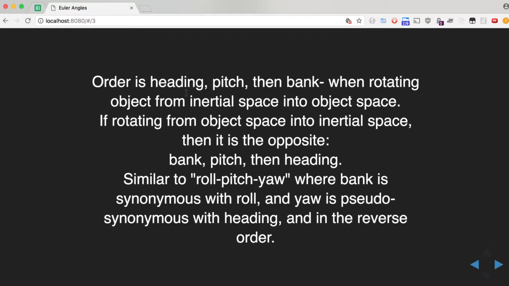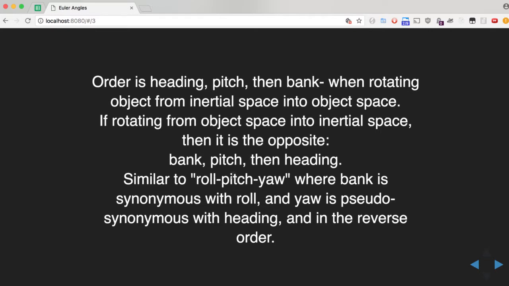And so the ordering is always going to be heading first, then pitch, then bank, when we're rotating from object space to inertial space. And when we're going from inertial space to object space, it's going to do the backwards. So we're going to do bank, pitch, then heading.